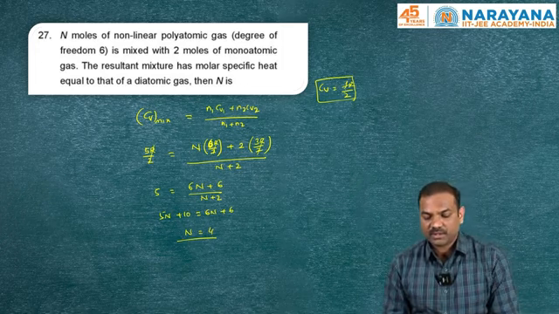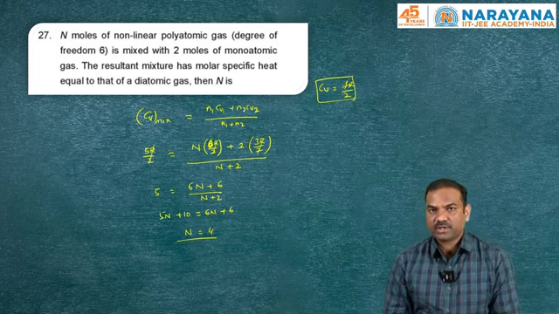So 4 moles of non-linear polyatomic gas is mixed with 2 moles of monatomic gas.